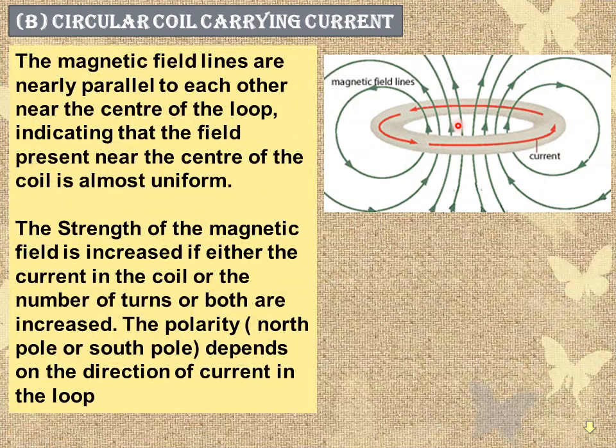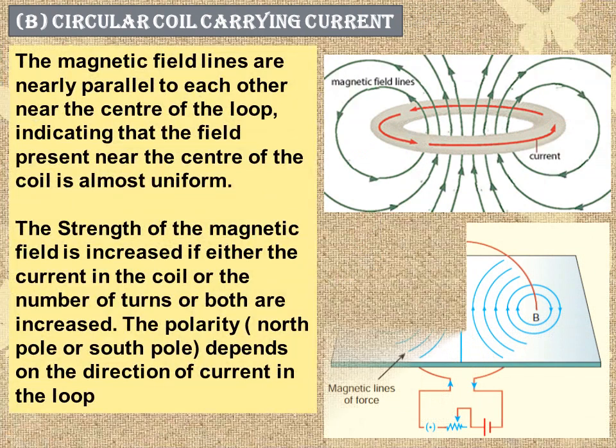The magnetic field lines are nearly parallel to each other near the center of the loop. Here you can see near the center of the loop they are parallel to each other. This indicates the field present near the center of the coil is almost uniform. The strength of the magnetic field is increased if either the current in the coil or the number of turns or both are increased. The polarity, that means the north pole or south pole, depends on the direction of current in the loop.